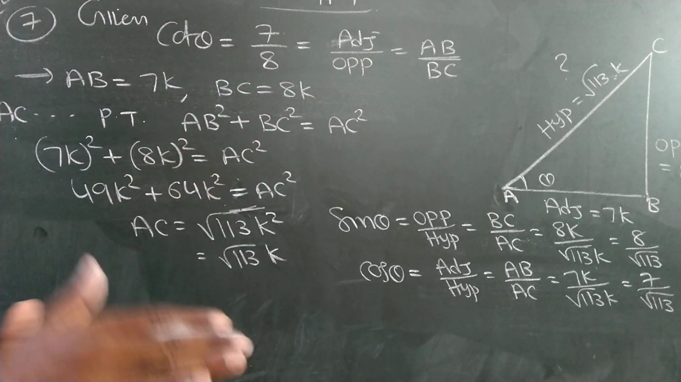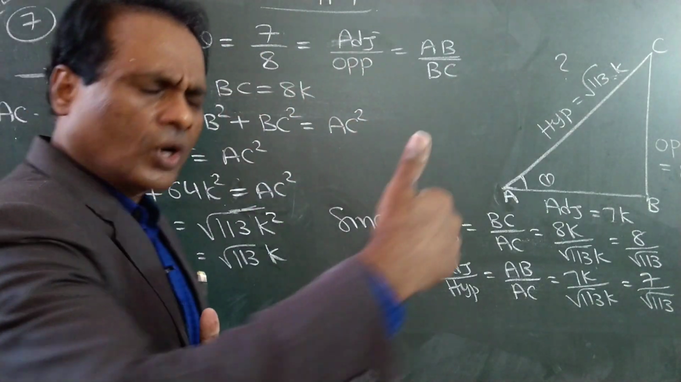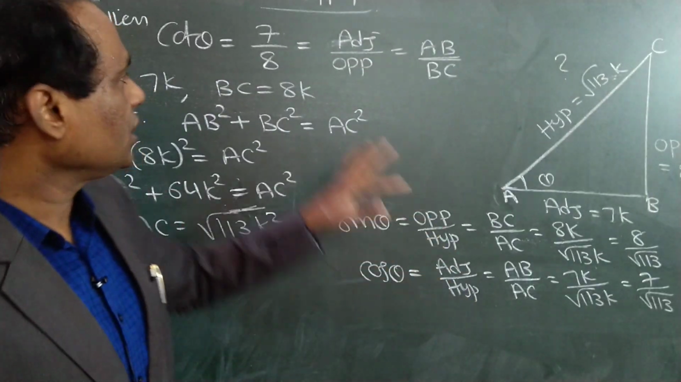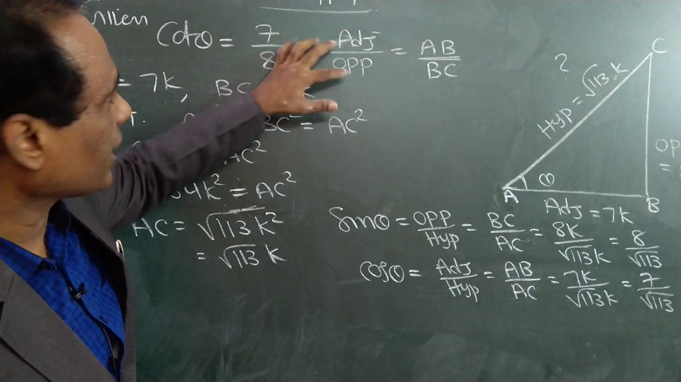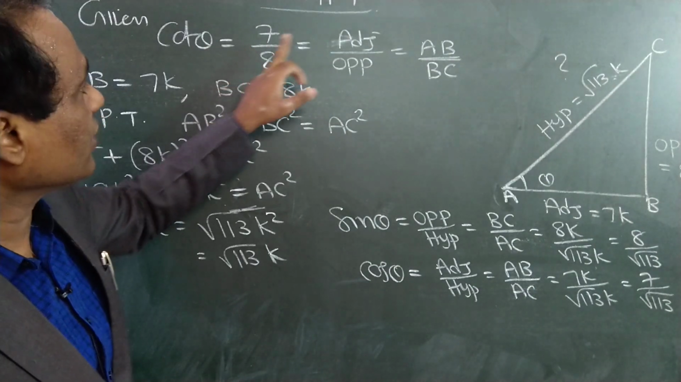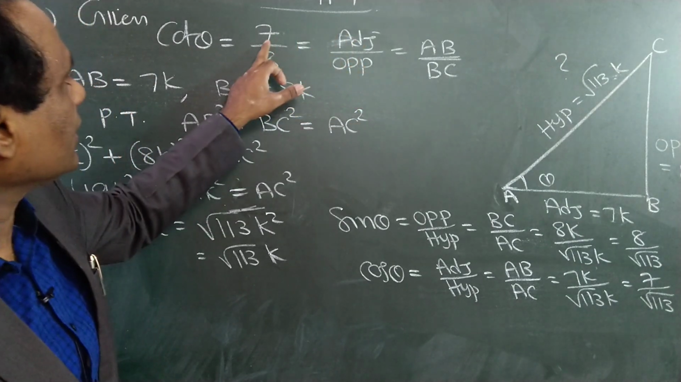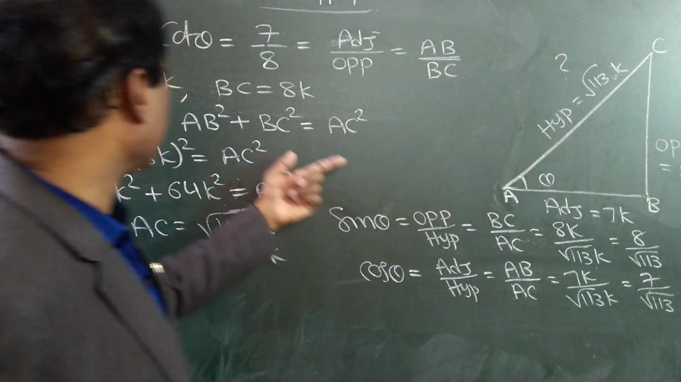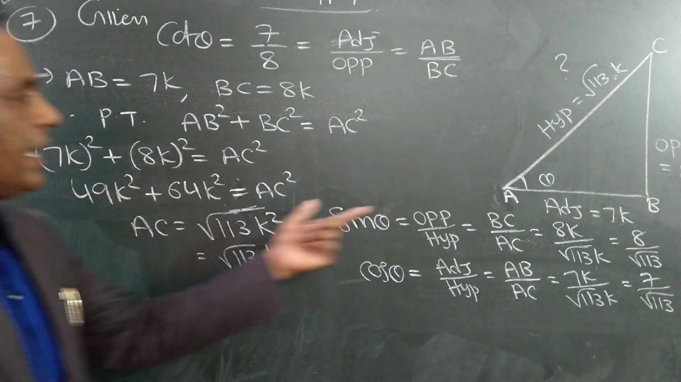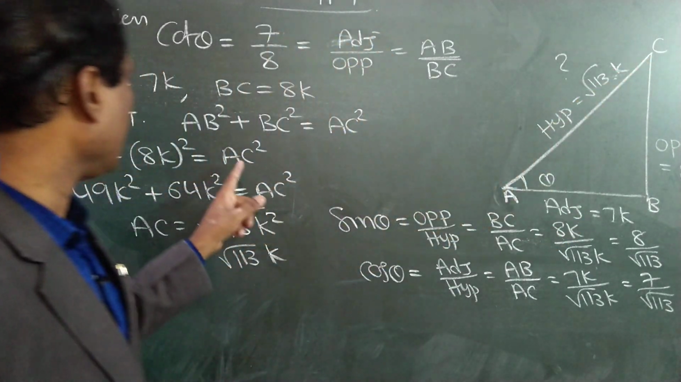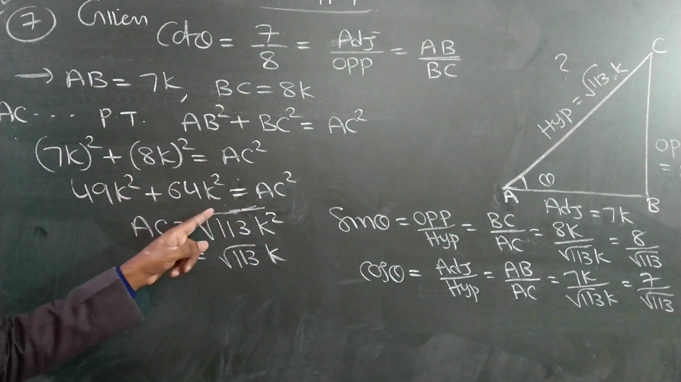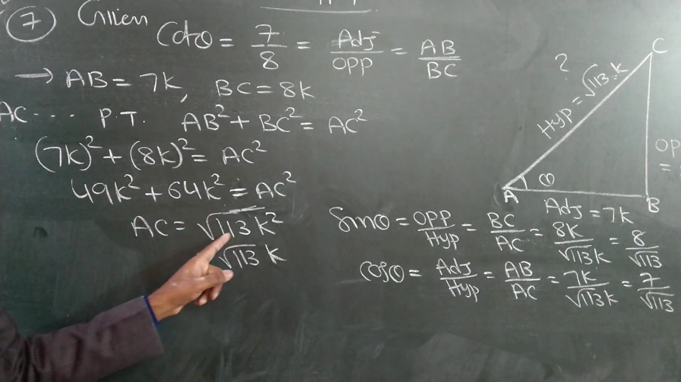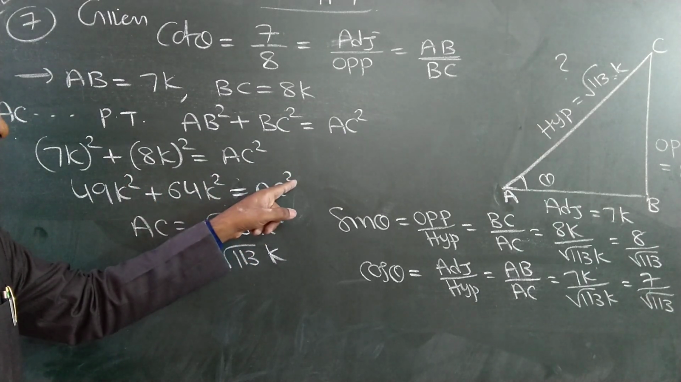In all the problems of this exercise, one ratio will be given and we are asked to find the other ratios. If that ratio is given, you write its definition. Cot is given, no? Cot definition is adjacent by opposite. Adjacent is 7k, opposite is 8k. We have to find the hypotenuse. For that we have the Pythagoras theorem: AB square plus BC square is equal to AC square. This is 7k, this is 8k. 7 square is 49, 8 square is 64. 64 plus 49 is 113 k square. This is the value of AC square.